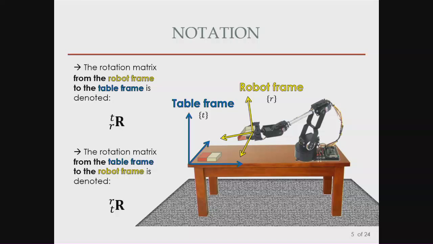So this would be like the dictionary from, say, Russian to Turkish, and this from Turkish to Russian. They are doing the opposite thing. So this stands for rotation matrix from T to R, from frame T to frame R. In terms of my notation.